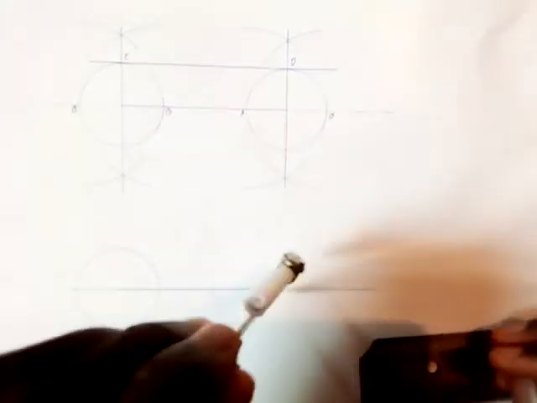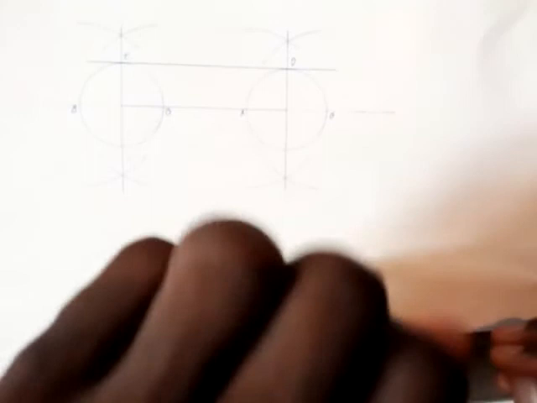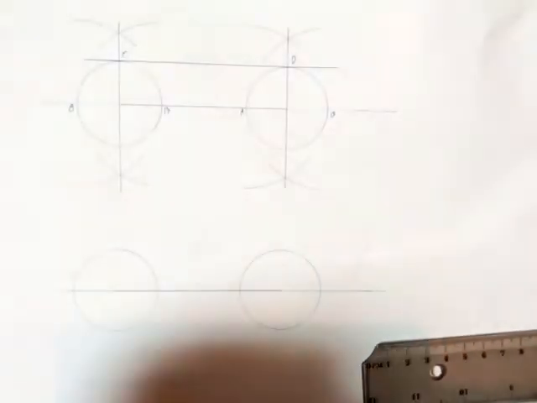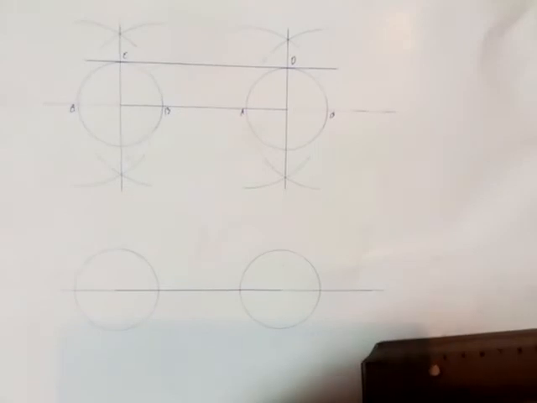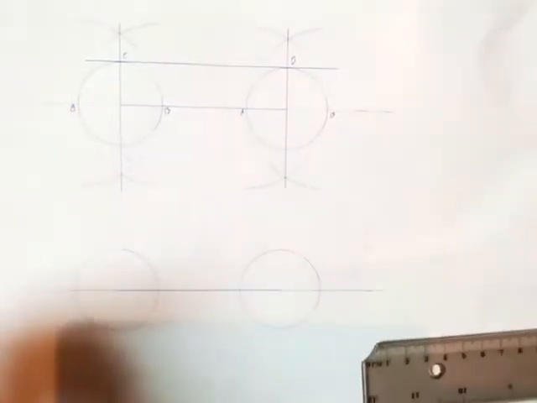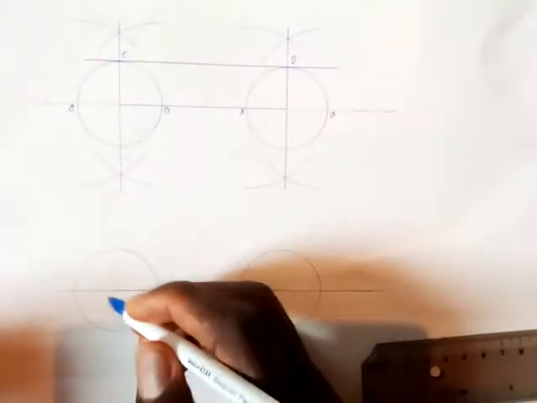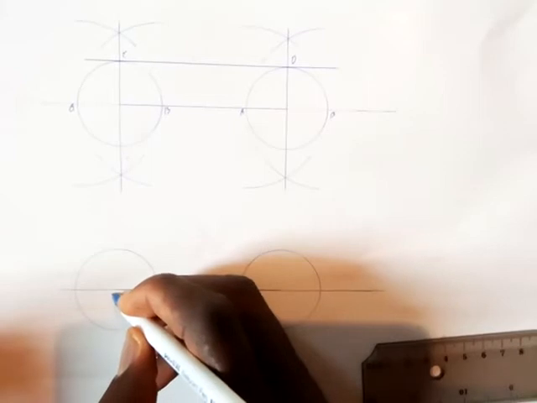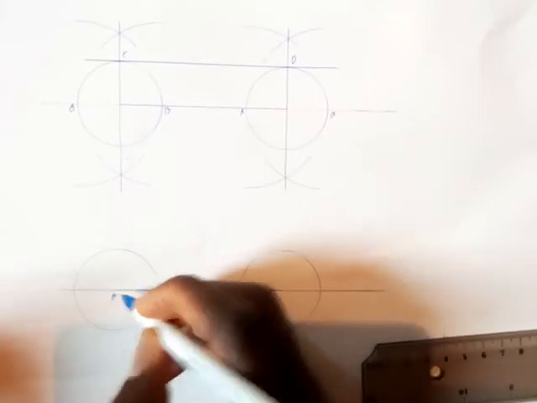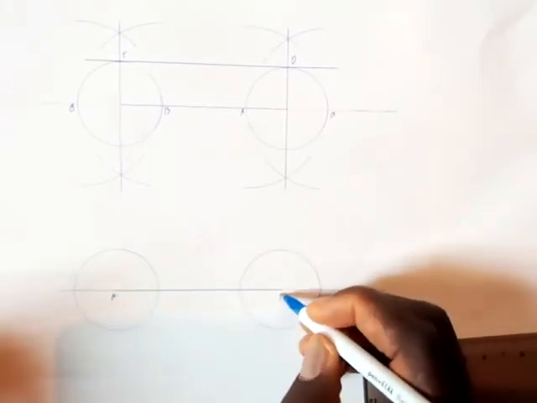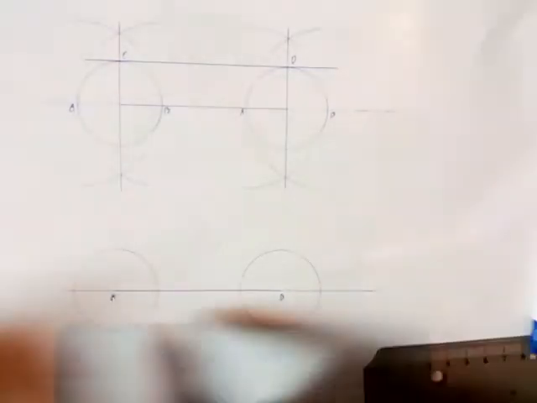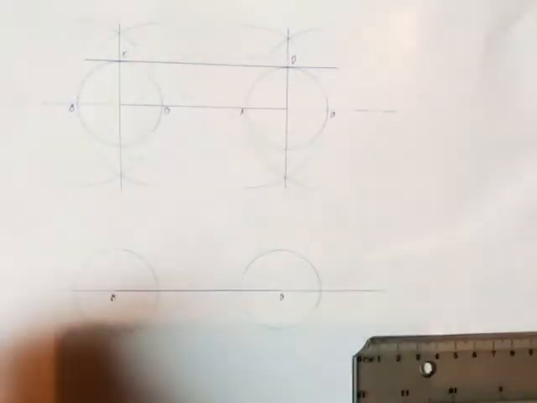Okay, so this is the second circle of the same radius. So this is the second circle. The next thing I'm going to do is bisect the distance between these centers. Let me call this center A, and let me call this center B. So I'm going to bisect the distance between these centers.